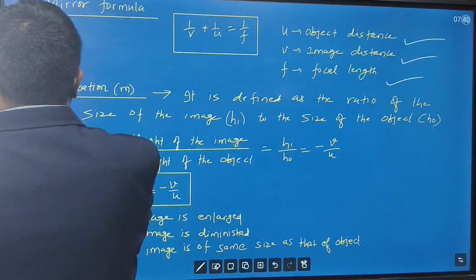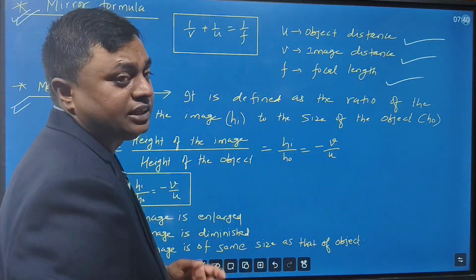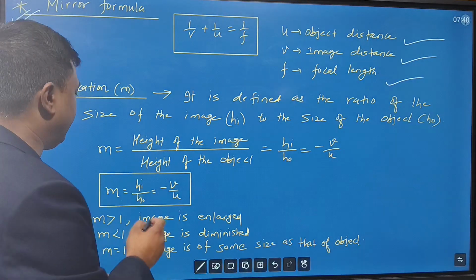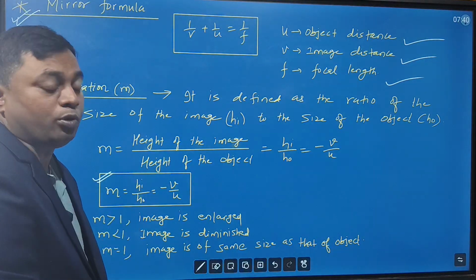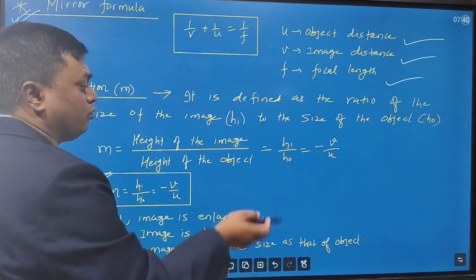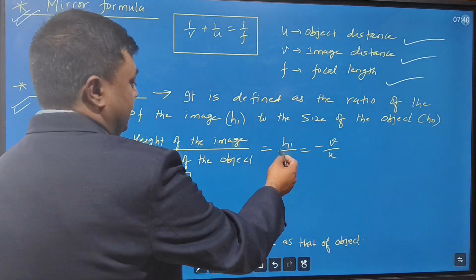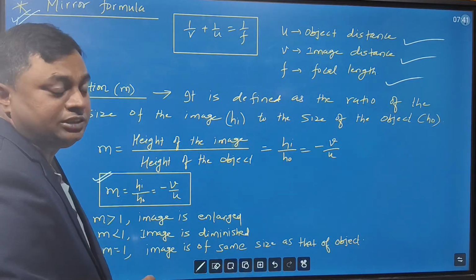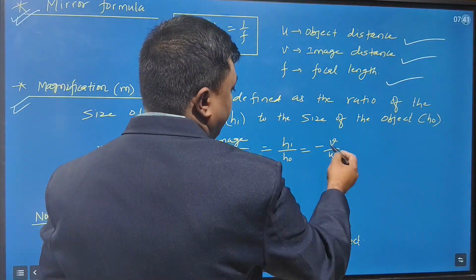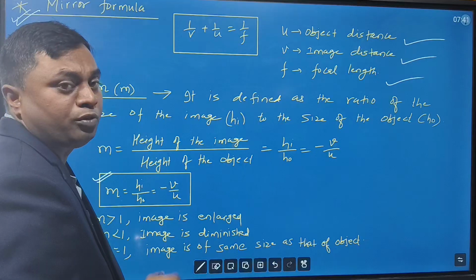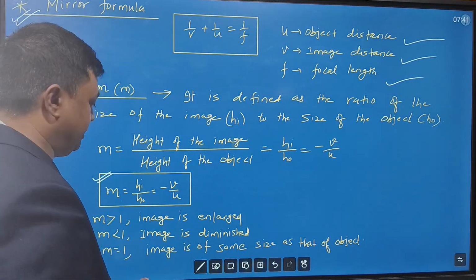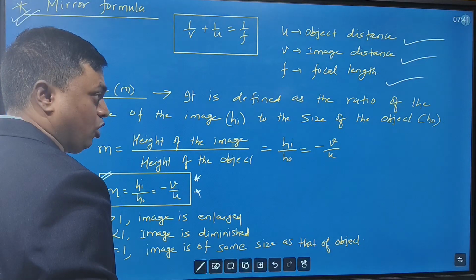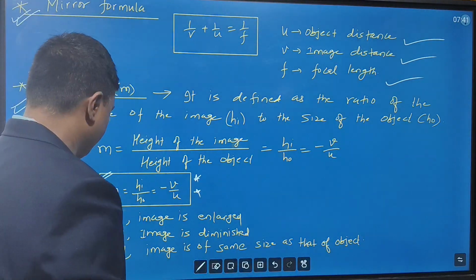We talk about magnification of the mirror. It is defined as the ratio of the size of the image to the size of the object. So we write the height of the image to the height of the object: m is equal to height of image by height of object, hi by h0. It is also related with the image distance and object distance: negative of image distance by object distance. So this is the formula you can remember overall: magnification is hi by h0, or equal to minus v by u.